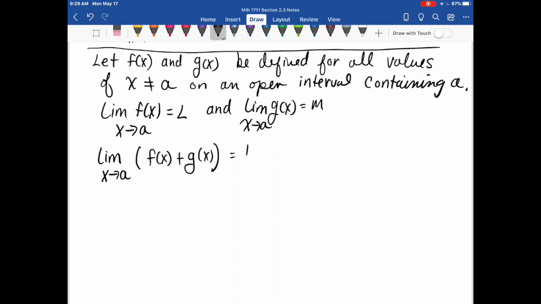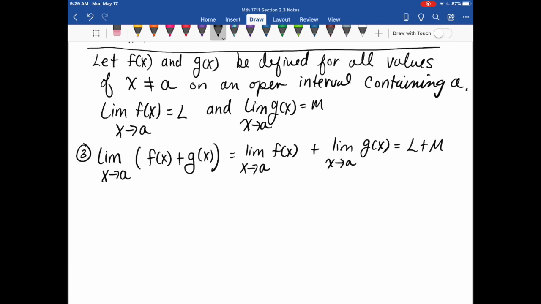So I can write this as the limit as x approaches A of f of x and add that to the limit as x approaches A of g of x, which would be just the sum of their limits separately. I would take L and add M. So we'll call this rule number 3.